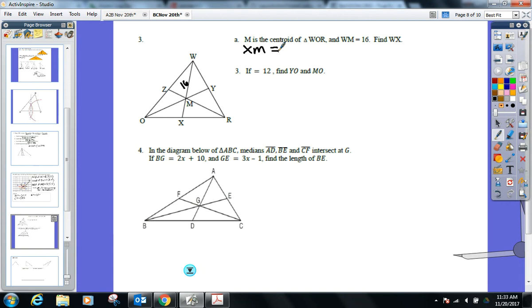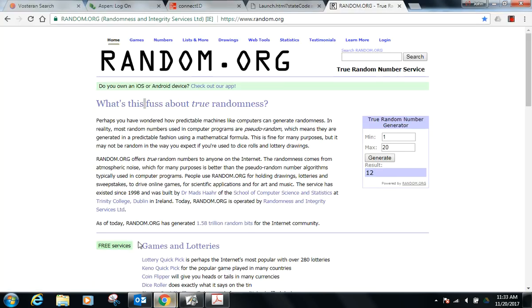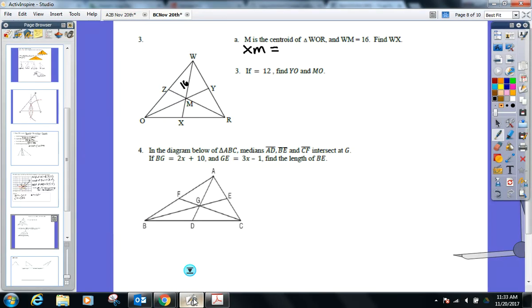2 to 1. The bigger piece is always vertex to centroid. So how long is XM up here then? Here you go, 17? How long is XM? 8, half of 16. Meaning WX will be 24, 16 plus 8.